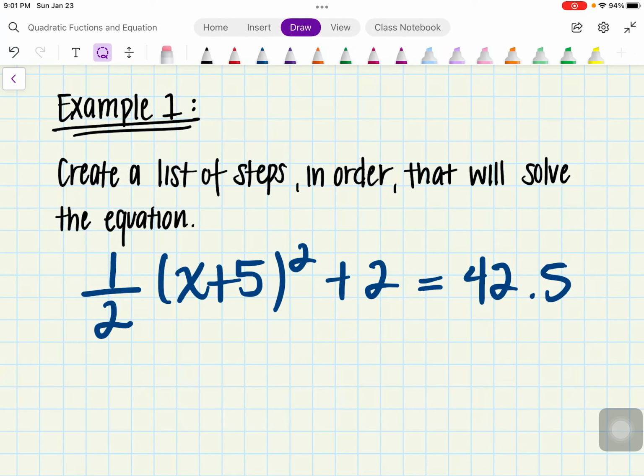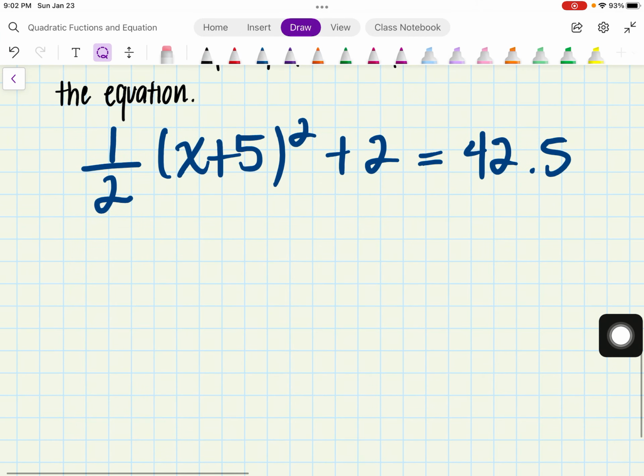All right, you guys, so let's go ahead and get started here with example 1 on lesson 5.8. In this case, we're going to focus on solving this quadratic equation by taking the square root. And once we're done with this, we are going to be showing our steps. So starting off, guys, once again, they're asking us to create a list of steps in order that will solve the equation. And we do have 1/2 times (x plus 5) squared plus 2 equals 42.5.